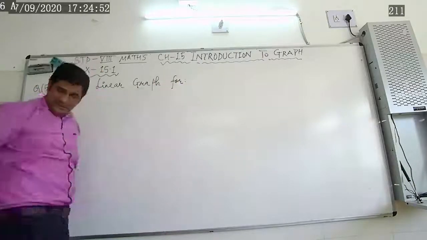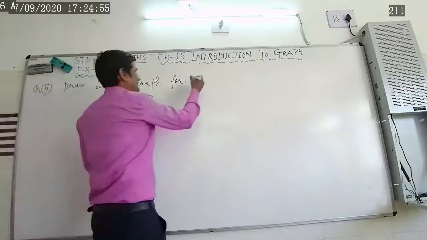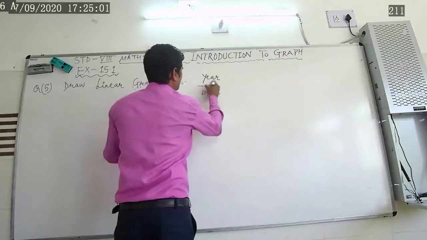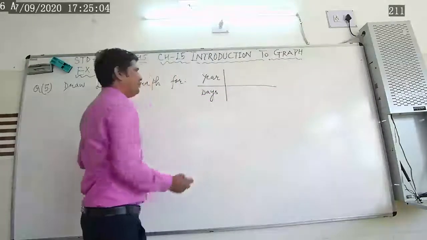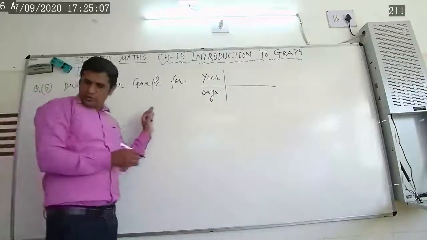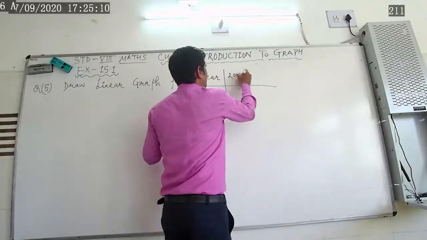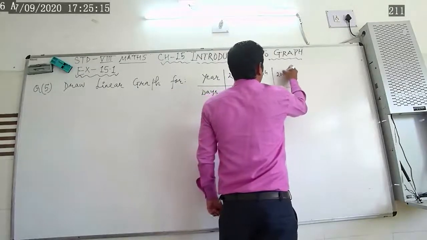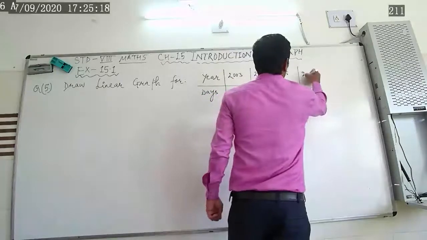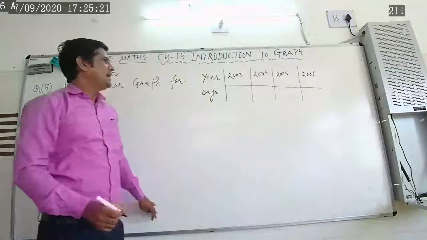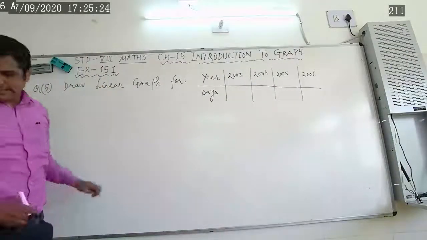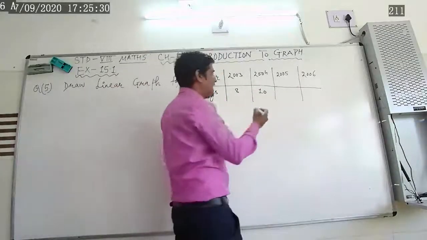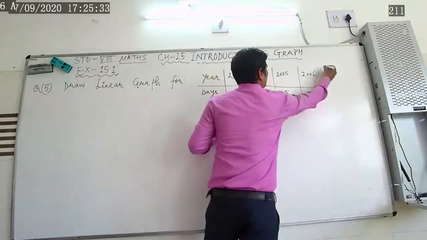The table is given here: year and days. You can see the table representation: 2003, 2004, 2005 and 2006. This is the year duration. The days are 8, 10, 5 and 12.